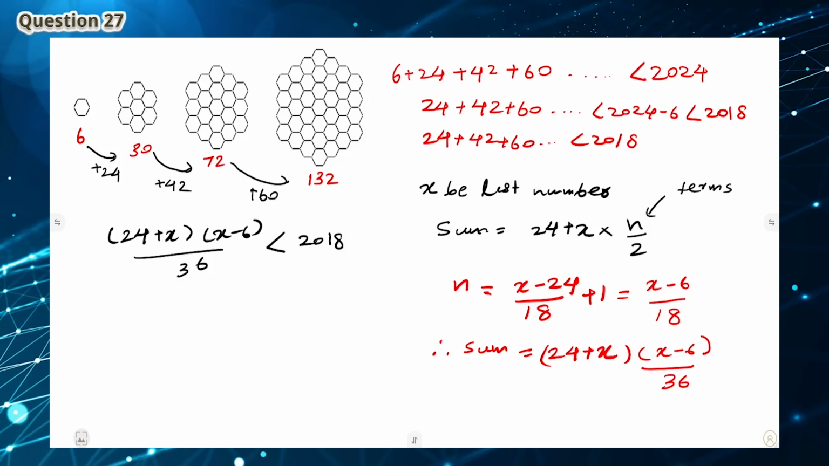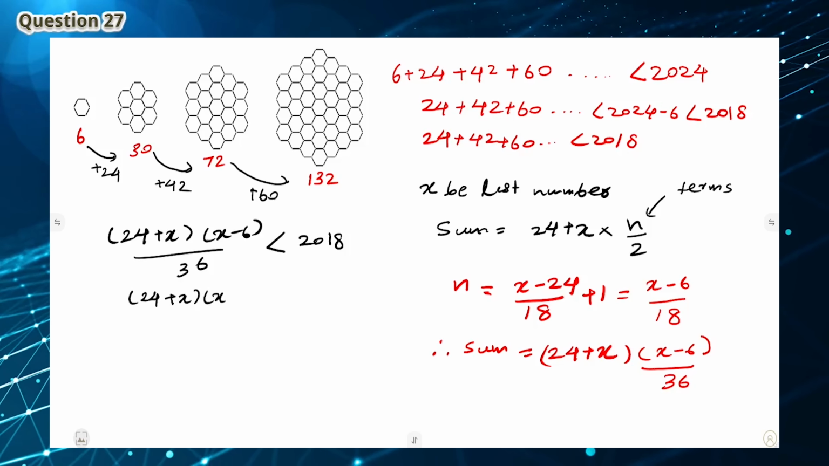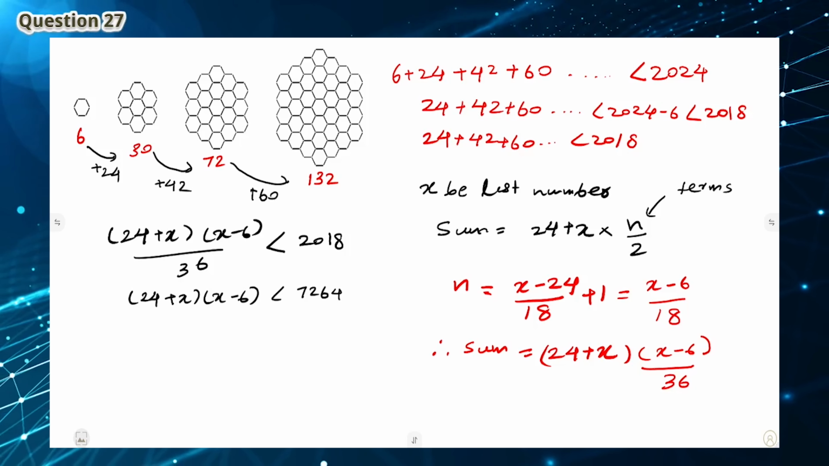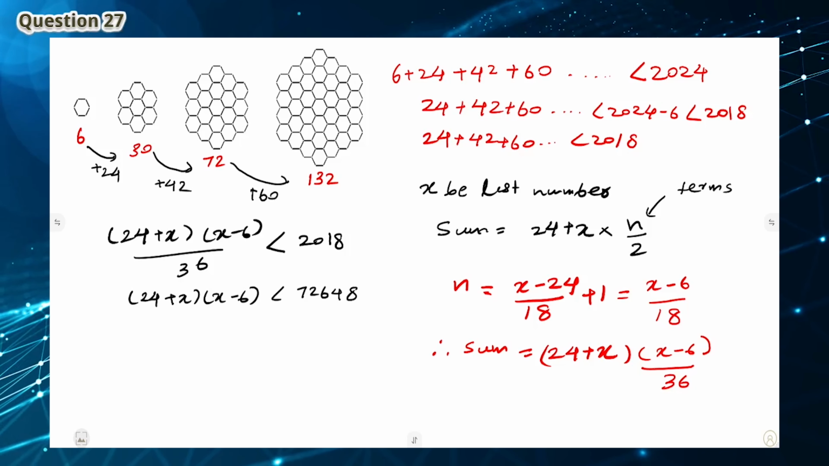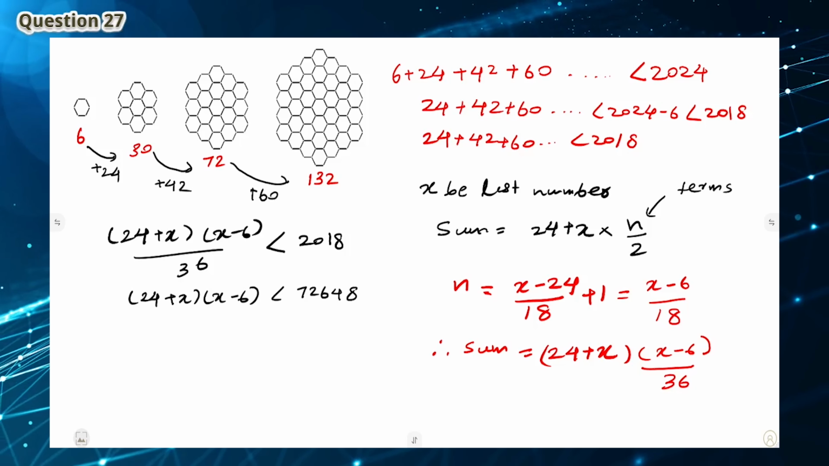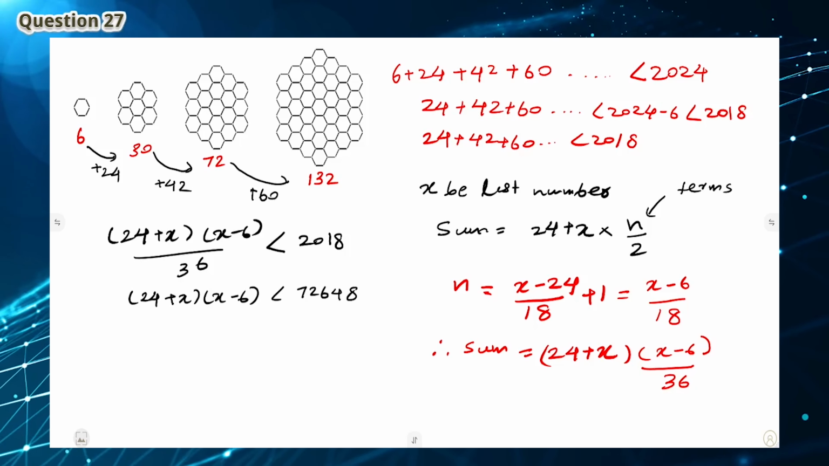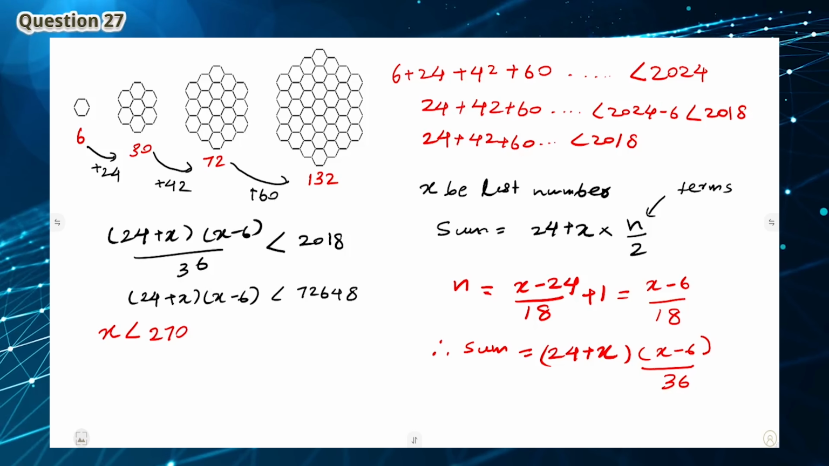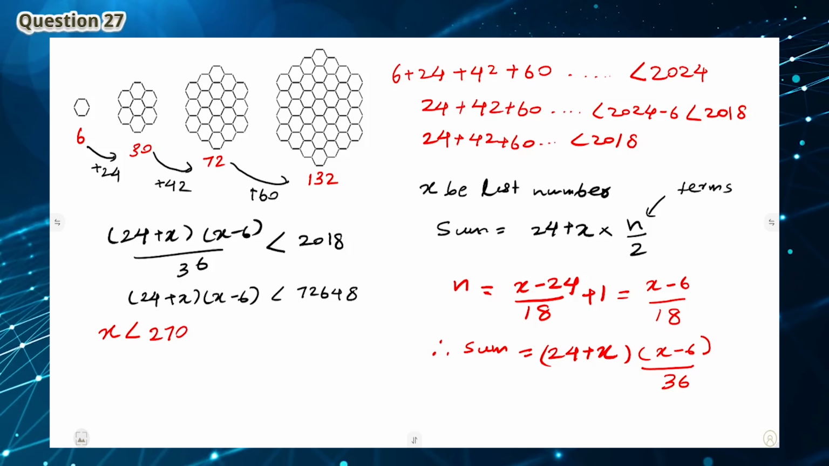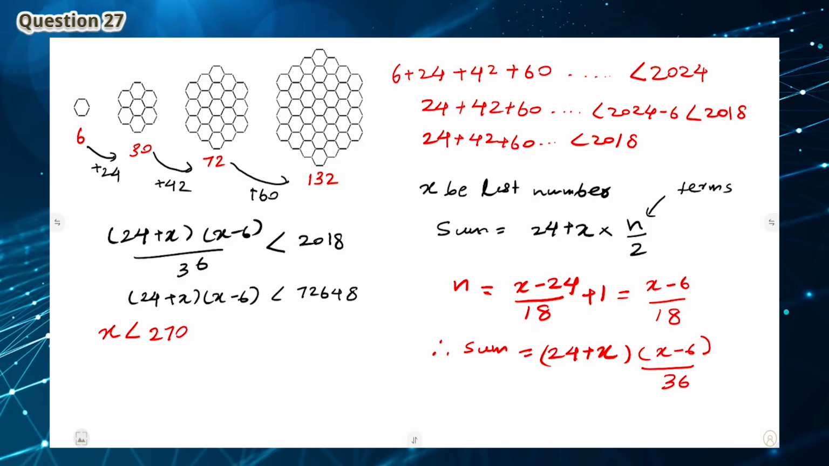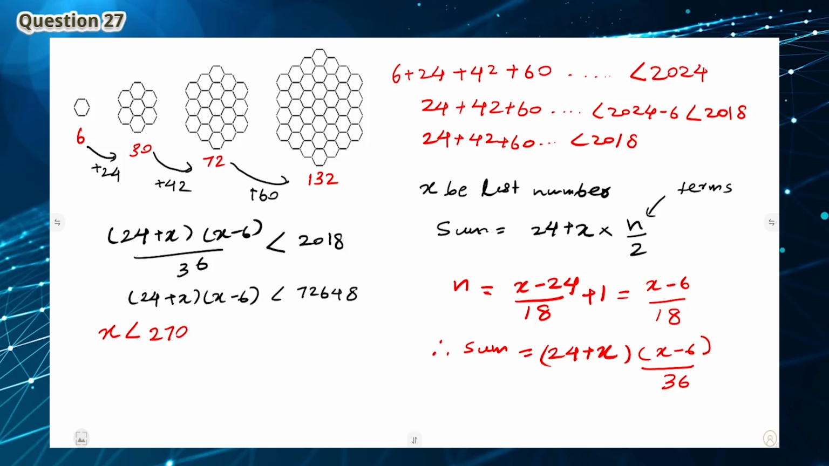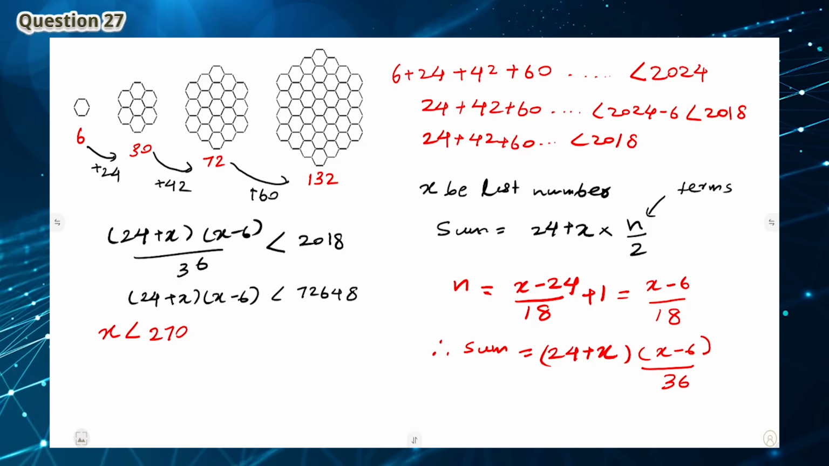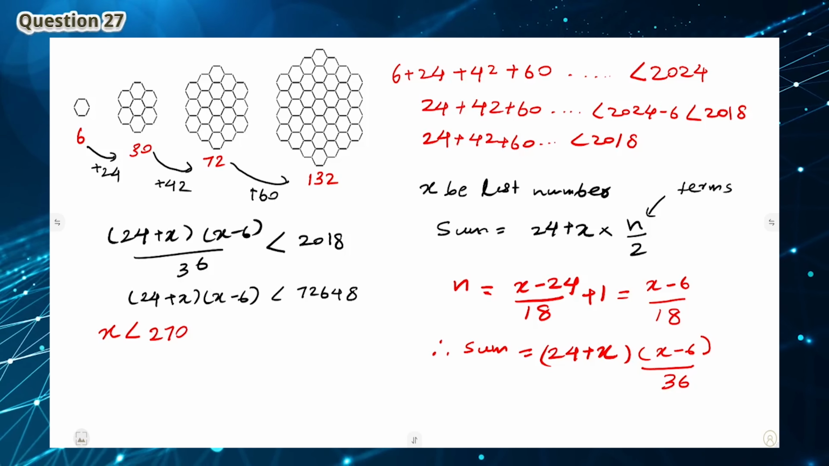So we get 24 plus x times x minus 6 as being less than 72,648. We can square 72,648, which gives approximately 270. If you sub 270 in, we get a number greater than 72,648. This means that x is less than 270, but also has to be close to it.